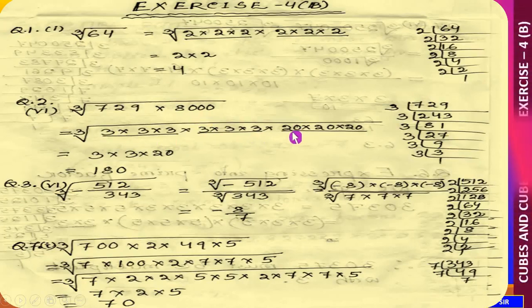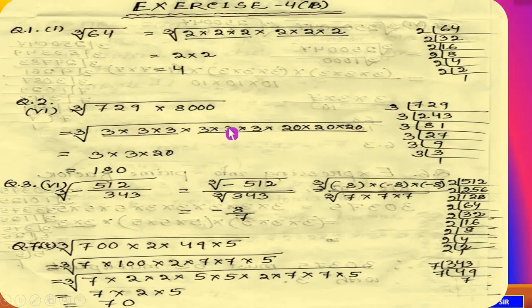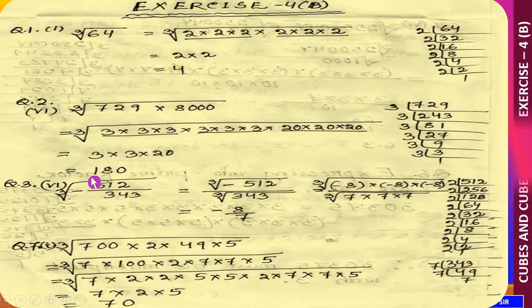Into 8000. 8000 can be written as 2 to the 4 to the 8. How many zeros? 3 zeros are there. Now this one into this one, 3 into 3 into this triplet we can write 20 only. So 3 3s are 9, into 20 is 180. This is the answer: 180.